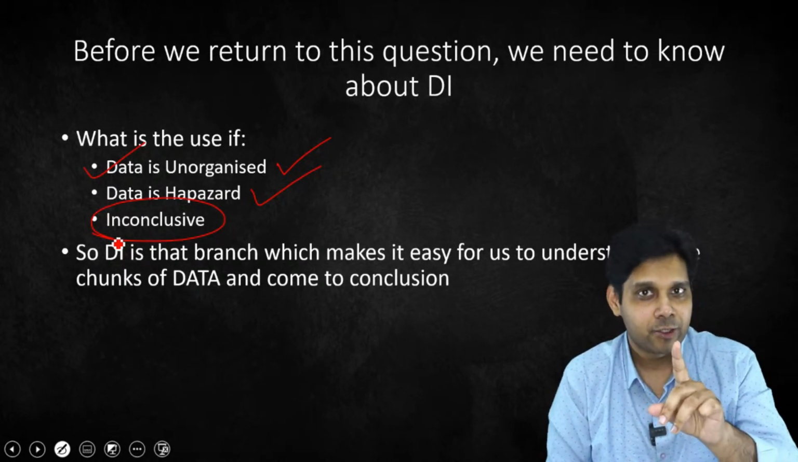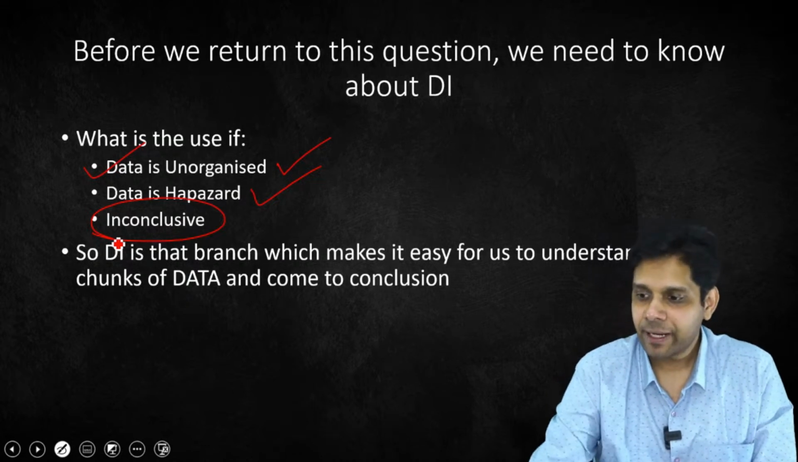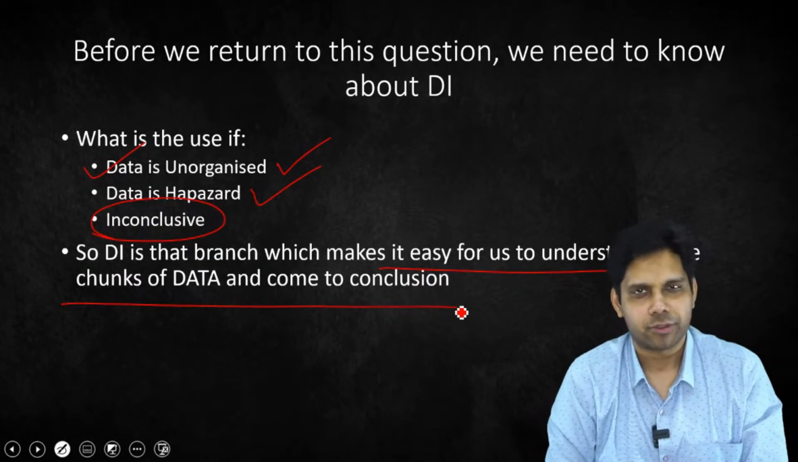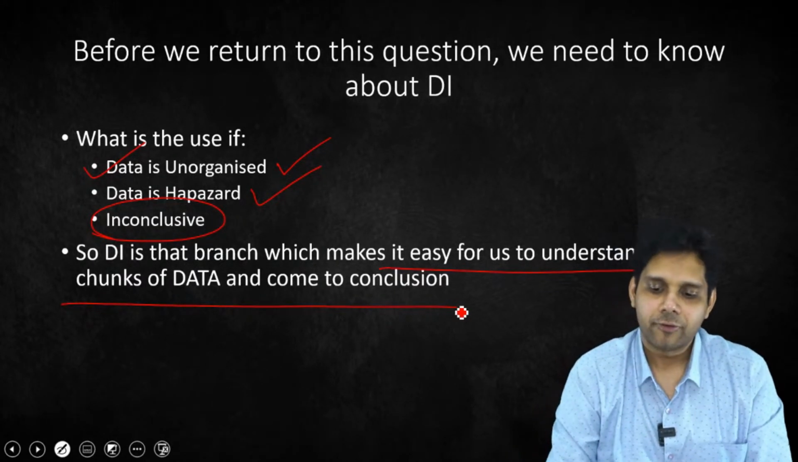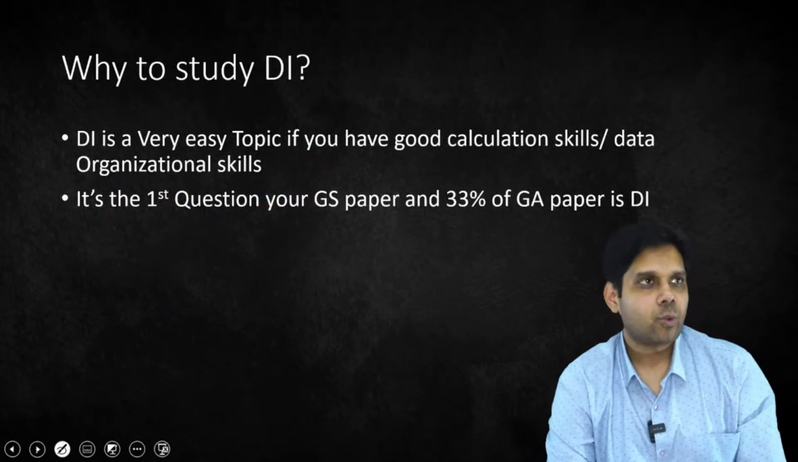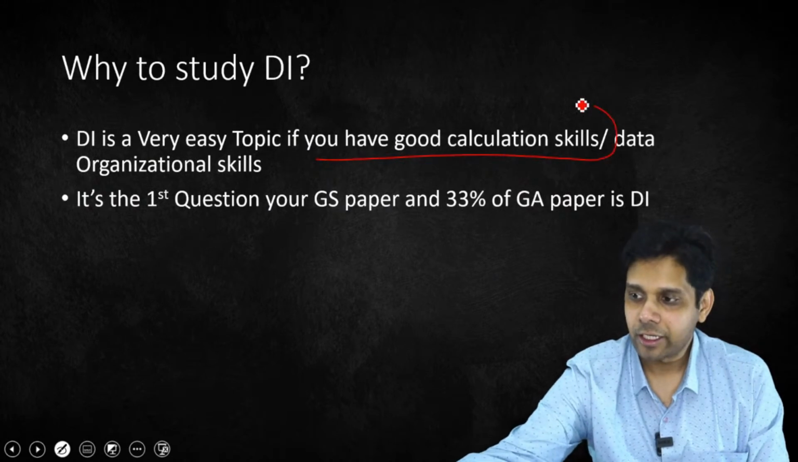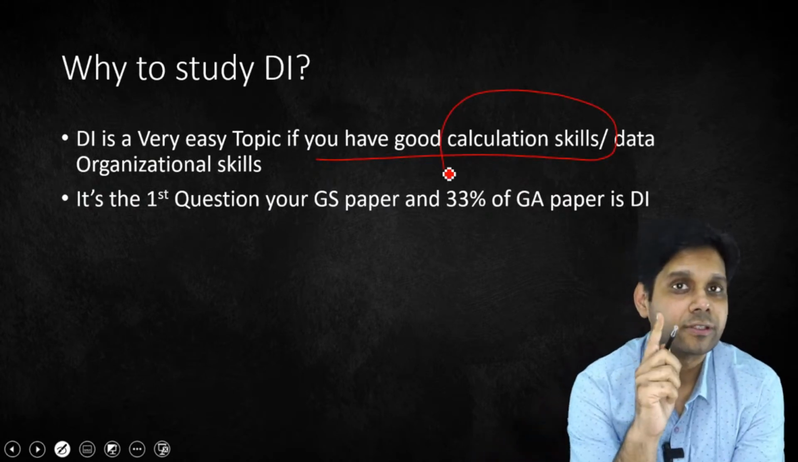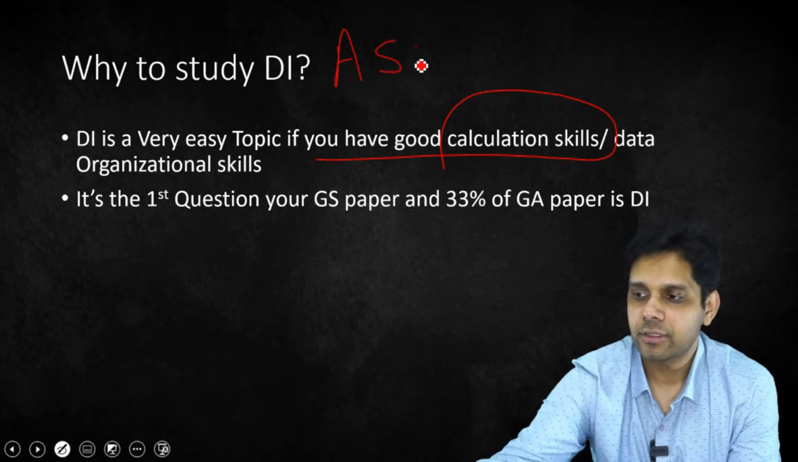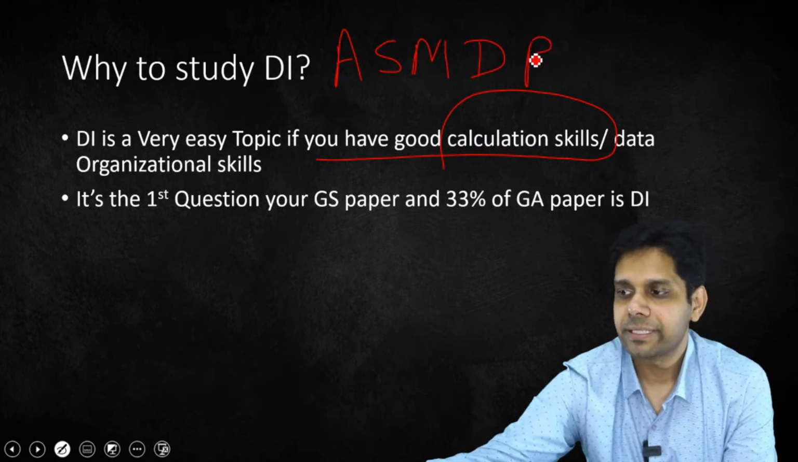Clear? So this is what happens. Now, DI is the branch that makes it easy for us to understand large chunks of data and come to a conclusion. Simple, we have got the definition. So why study it? It's actually a very easy topic if you have good calculation skills. Now, what are good calculation skills? You need to know addition, subtraction, multiplication, in some cases division, and percentages.